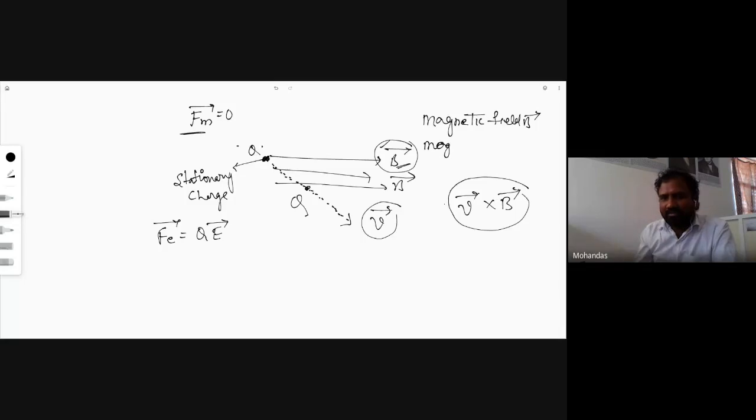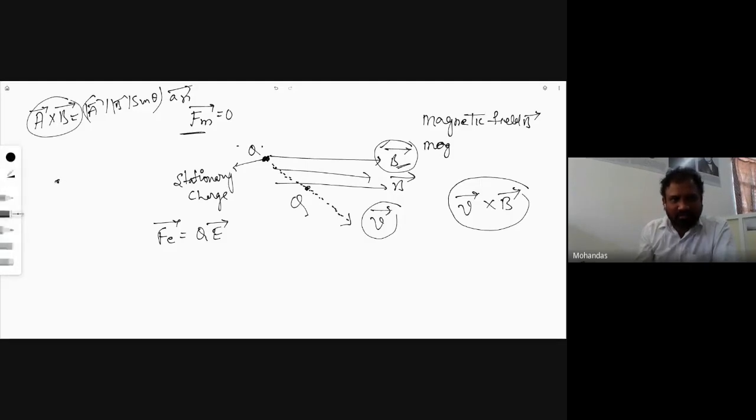And if you calculate the direction of the force, from the vector basics, what have you studied in vectors? If there are two vectors, A cross B, what is the formula for that? Magnitude of A and magnitude of B and the sine of the angle between them, and it has a direction. The resultant value has a direction.